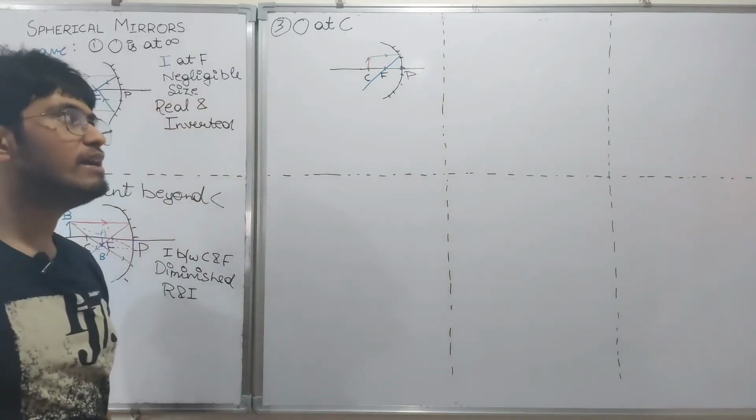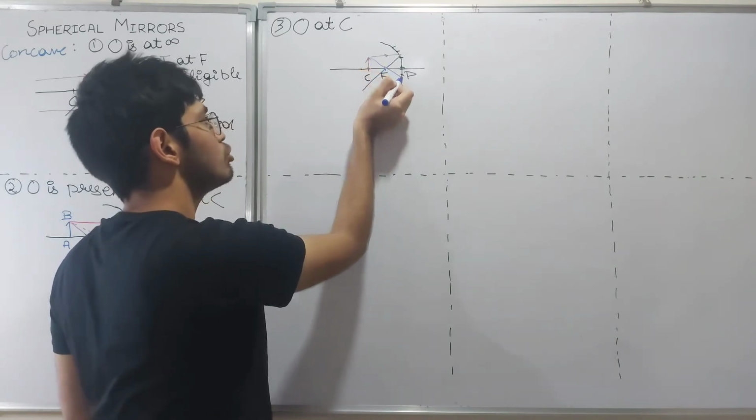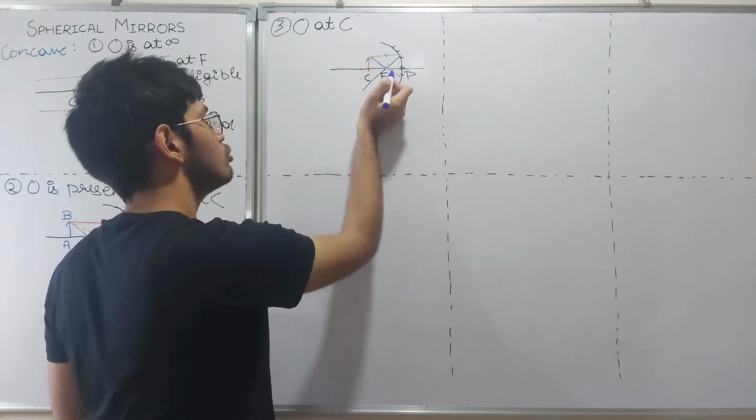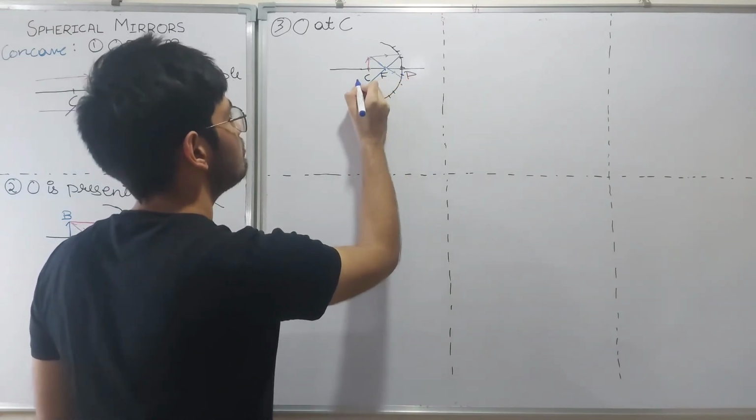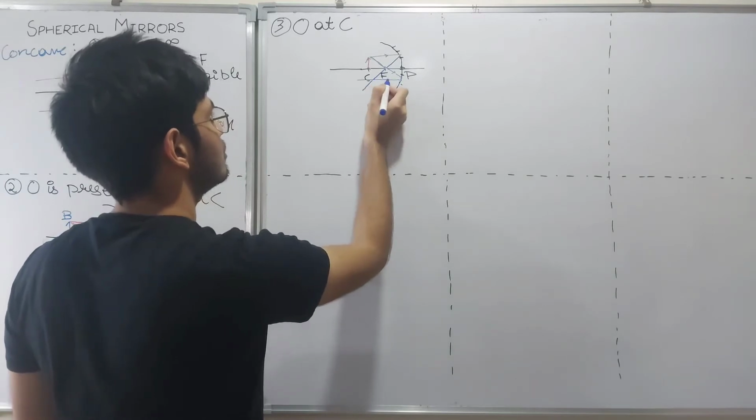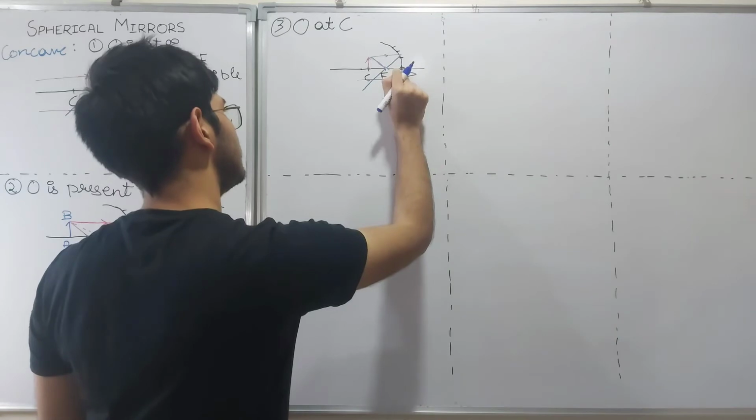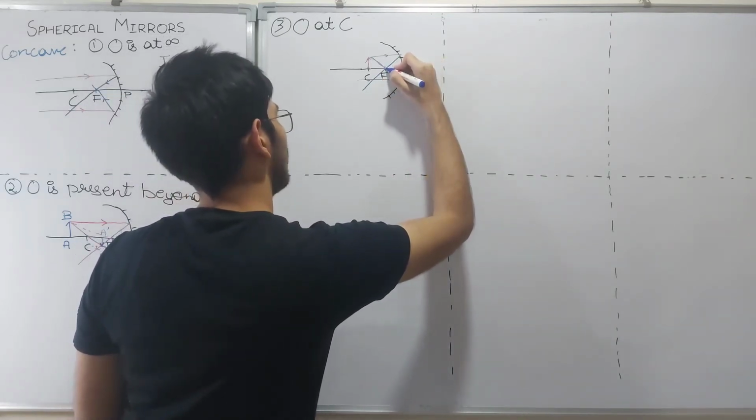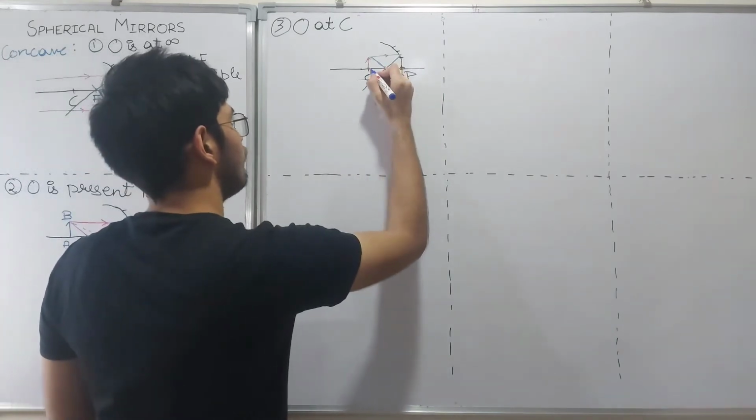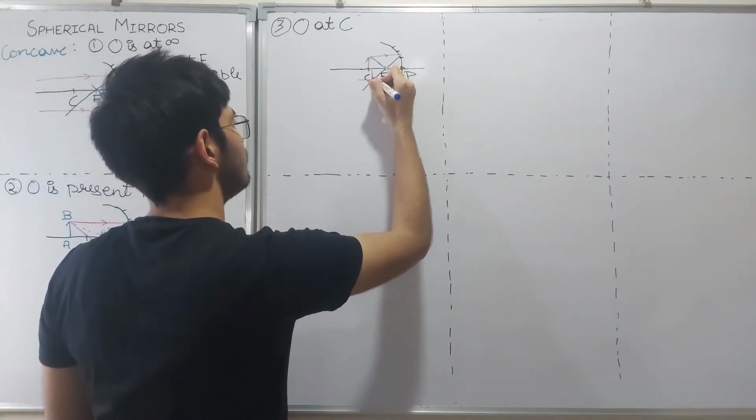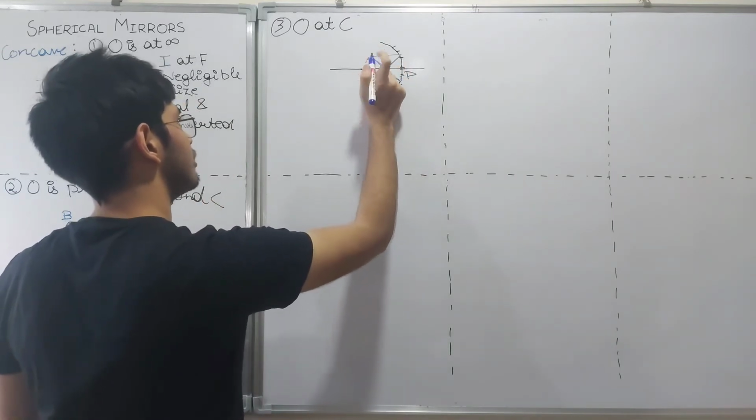And the second ray of light, how will we draw? The second ray of light, we will pass it through the focus. This ray of light is passing through the focus, and when it strikes the mirror, it will pass parallel to the principal axis, something like this. The ray diagram, I think I just made a mistake, I'm just drawing a rough diagram. But what will happen actually, this image will be formed exactly at the center of curvature.